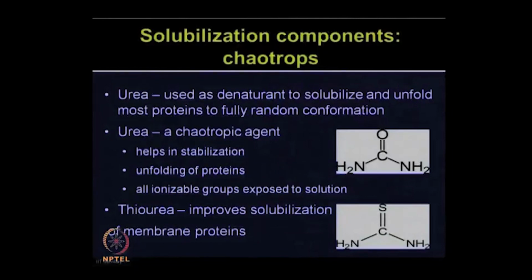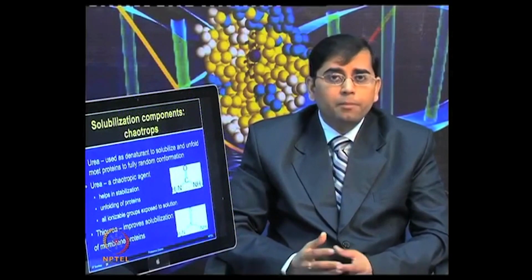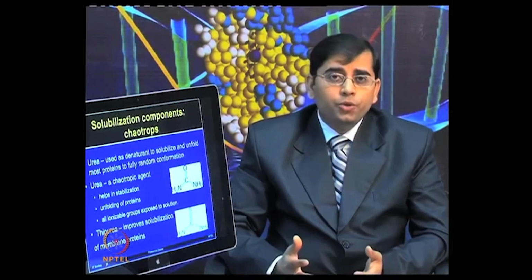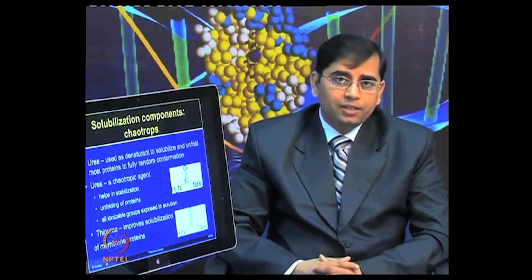Urea is used as a denaturant, which can solubilize and unfold most of the proteins to fully random conformations. Urea is a chaotropic agent which helps in unfolding proteins, so that all the ionizable groups are exposed to the solution. Thiourea improves solubilization of membrane proteins more specifically. Mostly both urea and thiourea are mixed together during the solubilization step.